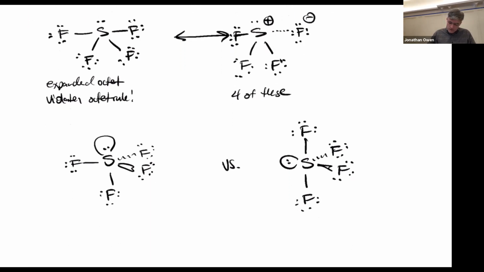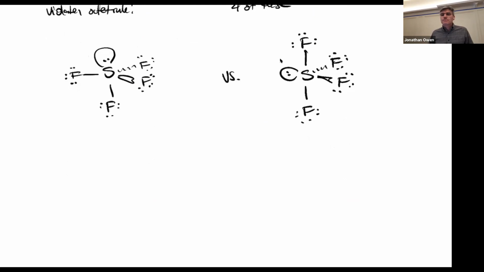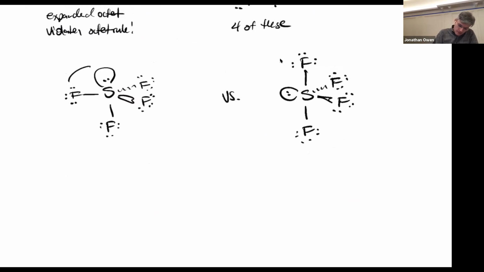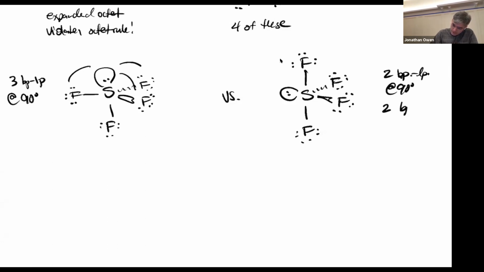So, which of these is correct? An axial lone pair here has three 90 degree interactions between the bond pairs and the lone pairs. So three bond pair, lone pair interactions at 90 degrees. And then here we've got two bond pair, lone pair interactions at 90 degrees and two at 120 degrees. Okay.